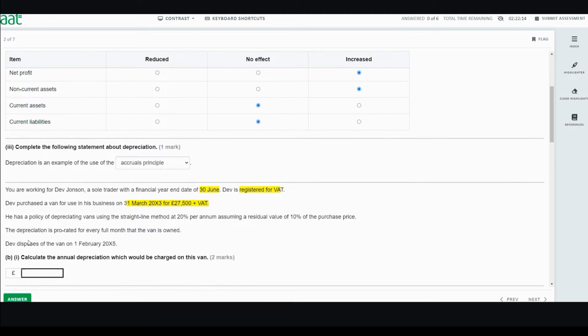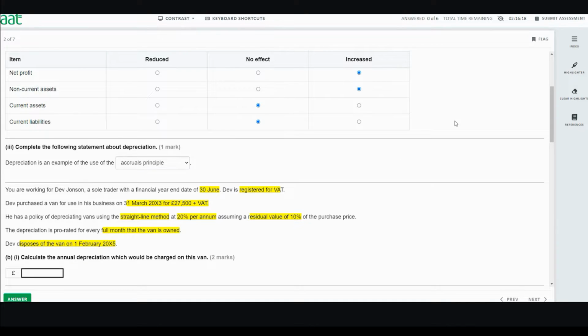He has a policy of depreciating vans using the straight line method at 20% per annum, with a residual value of 10% of the purchase price. The depreciation is prorated for every full month that the van is owned. So that's really, really important. Then he disposes of the van on the 1st of February 2025. So we need to calculate the annual depreciation which would be charged on this van.